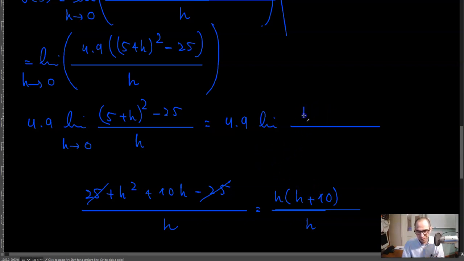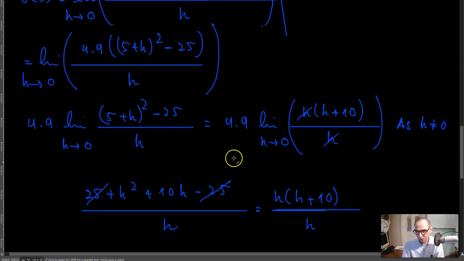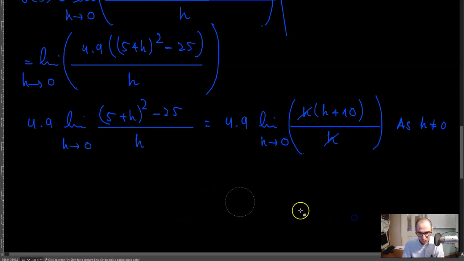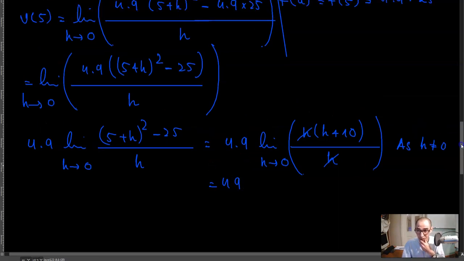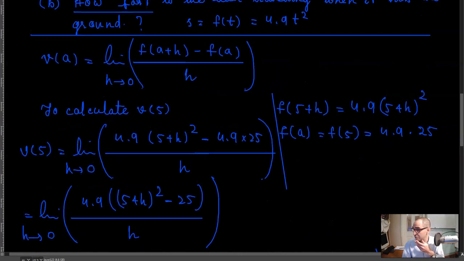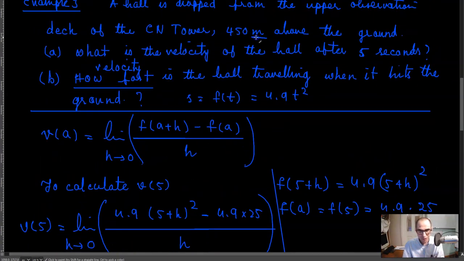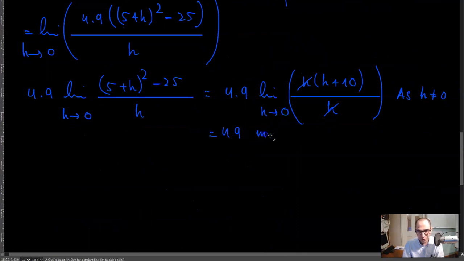So then you could write this as h times h plus 10 over h as h approaches 0. And then you can cancel out h and h, as h is not equal to 0, right? So then what happens is that as h approaches 0, this becomes essentially just 10. And so that's 10 times 4.9, which is equal to 49. And the unit, since we have taken everything as meters and seconds, you can take the unit as meters per second, right?